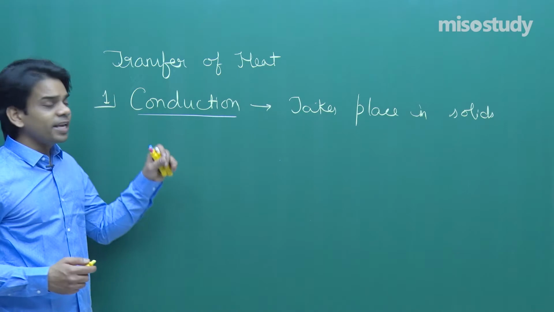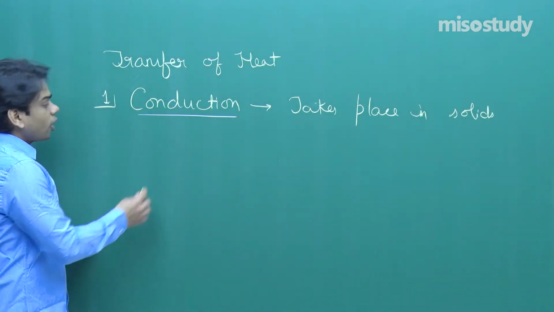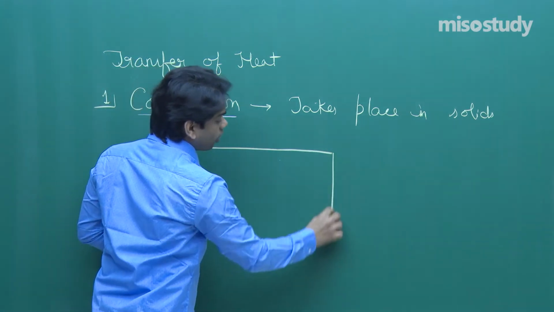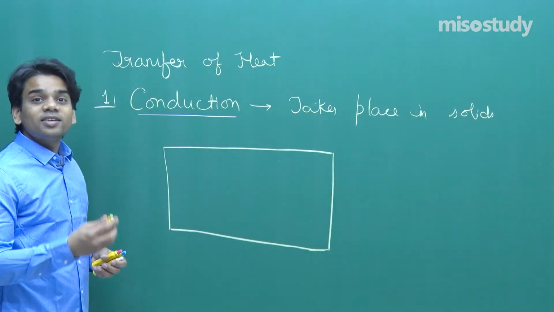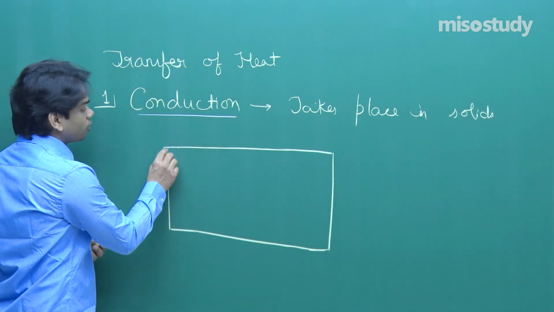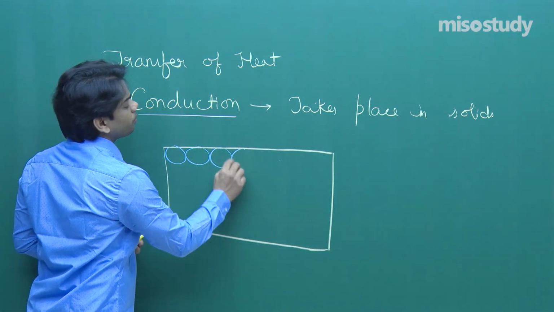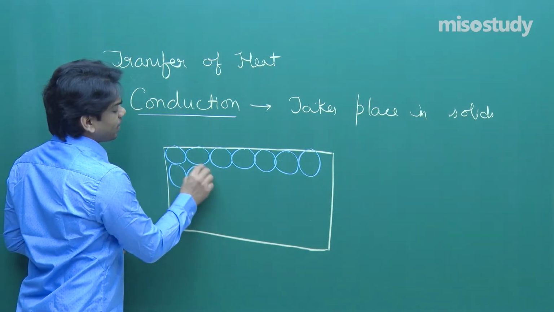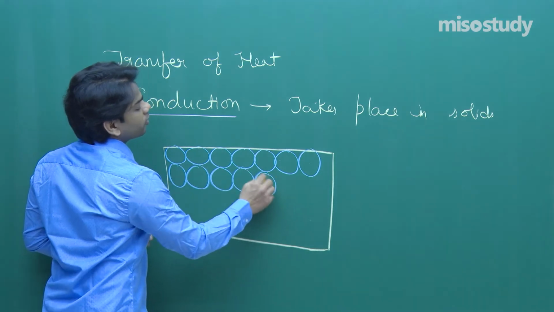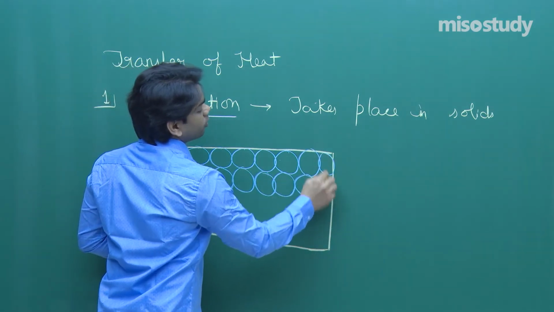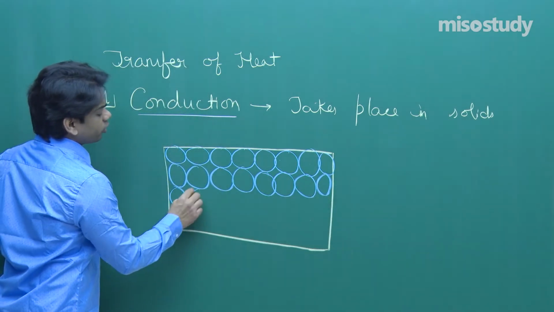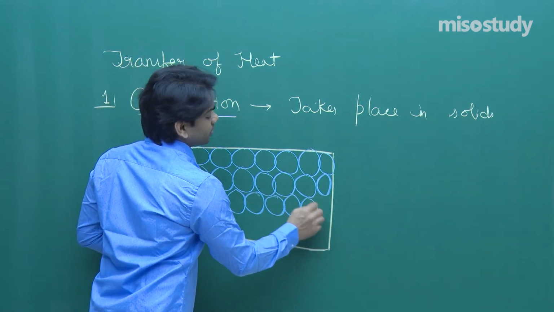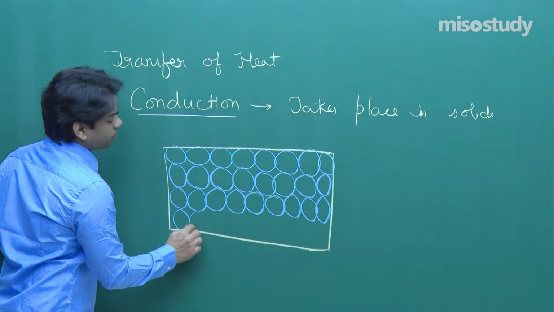Now how does conduction take place in a solid object? See here. We all know how a solid object is constructed, what it is made up of. In a solid object, there will be several molecules. So I'm going to draw several molecules which make up this solid object. All these circles that I am drawing represent the molecules present within the solid object. We all know that solid molecules are tightly packed. They will be present all over the object, tightly packed.